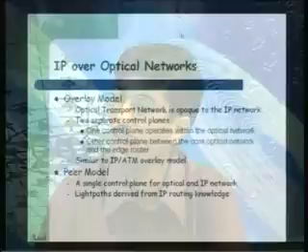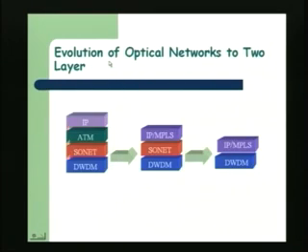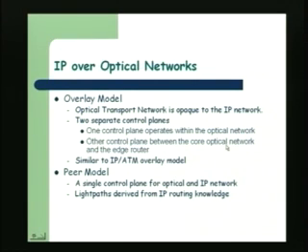So what we are now saying is how IP can be run directly over optical networks. First let us see directly IP over DWDM, what the challenges are there, and how MPLS will be used to address those challenges. There are two models, quite similar to when we were discussing IP over ATM networks. One is the overlay model, and another one is the peer model.